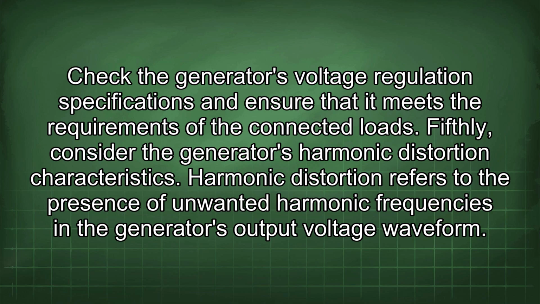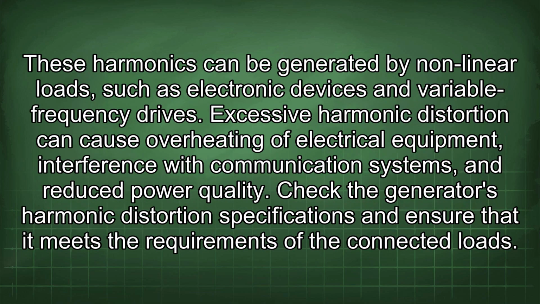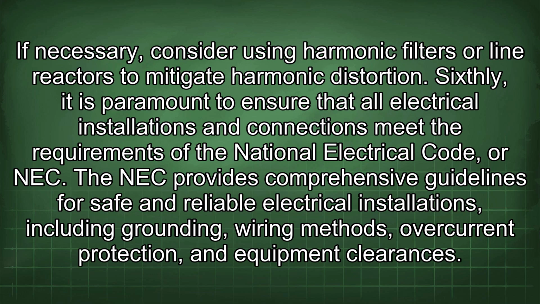Fifthly, consider the generator's harmonic distortion characteristics. Harmonic distortion refers to the presence of unwanted harmonic frequencies in the generator's output voltage waveform. These harmonics can be generated by nonlinear loads, such as electronic devices and variable frequency drives. Excessive harmonic distortion can cause overheating of electrical equipment, interference with communication systems, and reduce power quality. Check the generator's harmonic distortion specifications and ensure that it meets the requirements of the connected loads. If necessary, consider using harmonic filters or line reactors to mitigate harmonic distortion.